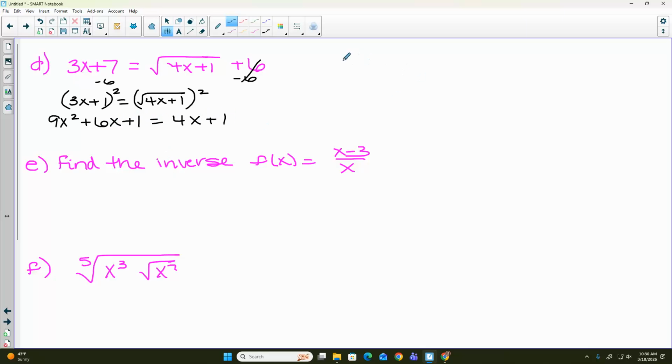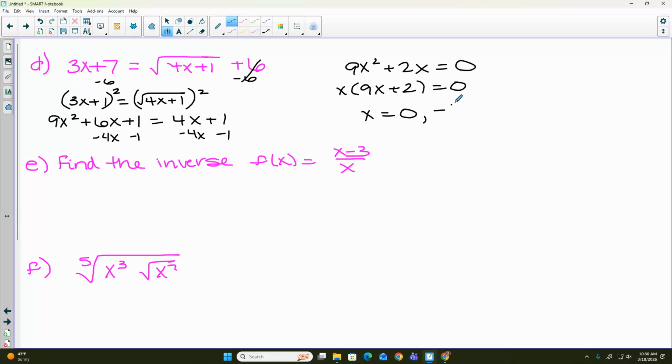Okay, so if I get this equal to 0, if I subtract my 4x, subtract my 1, then what would we do? So if we set those equal to 0, we get 0 and we have 2 9s. And then what do we have to do? Sub it back in. You have to check this.